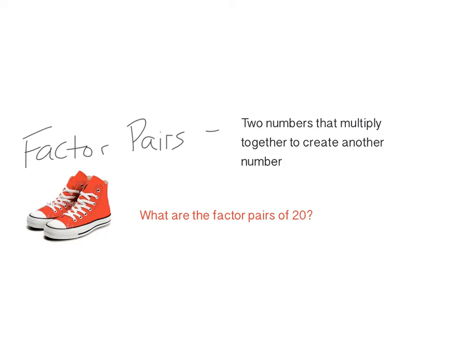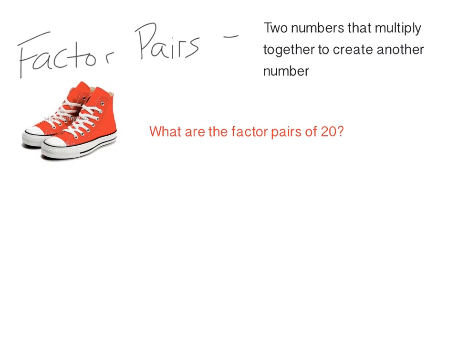Okay, why do I say pairs? Well, pairs of shoes. Think about that. There's 2, right? 2 numbers that multiply together to create another number. So let's talk about 20. What are the factor pairs of 20? Okay, as I want to find the factor pairs of 20, here's what you need to do.